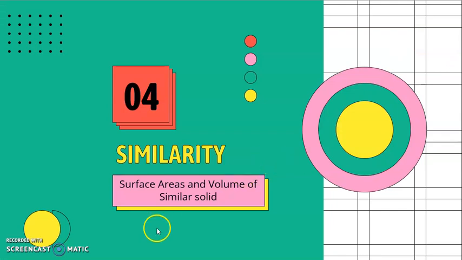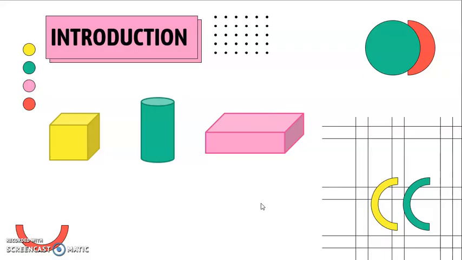So today we'll be learning about surface area and volume of similar solids or 3D shapes. Examples of solids are a cube, cylinder, and a cuboid. This is what we call a solid or a 3D shape. For a solid, we can calculate the surface area and also the volume.